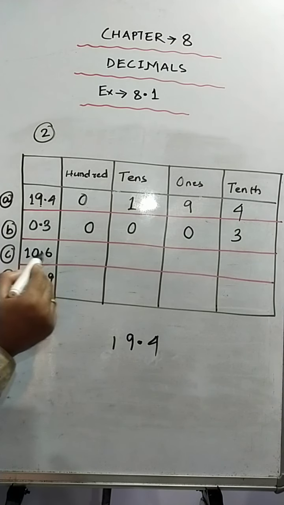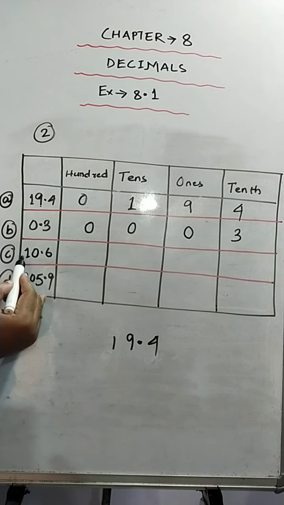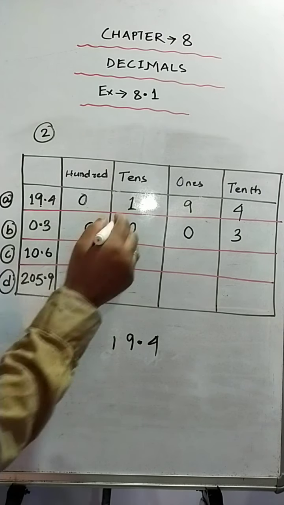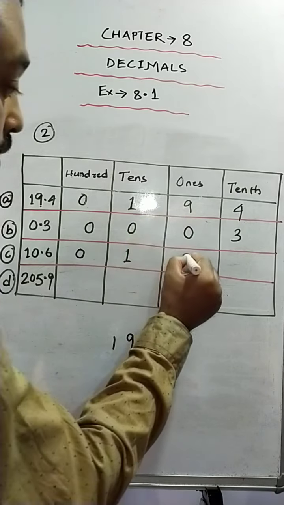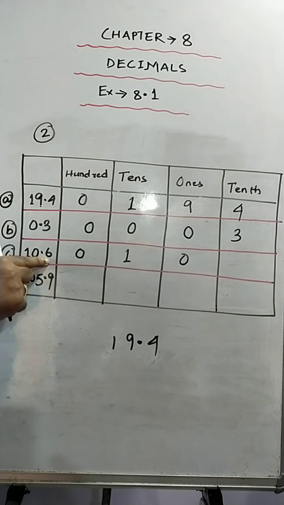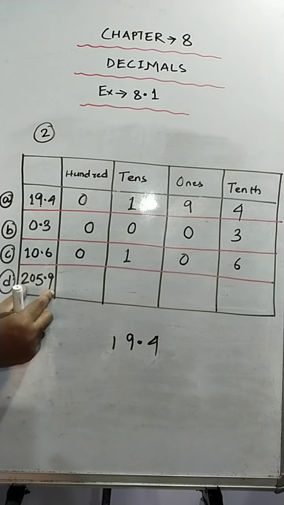Now see this question, 10.6. So how many hundreds are there? No 100. So you will put 0. How many tens are there? 1. So we will put 1. How many ones are there? 0 ones. So that means 0. And how many tenth are there? That is 6. Okay. Now the last one.